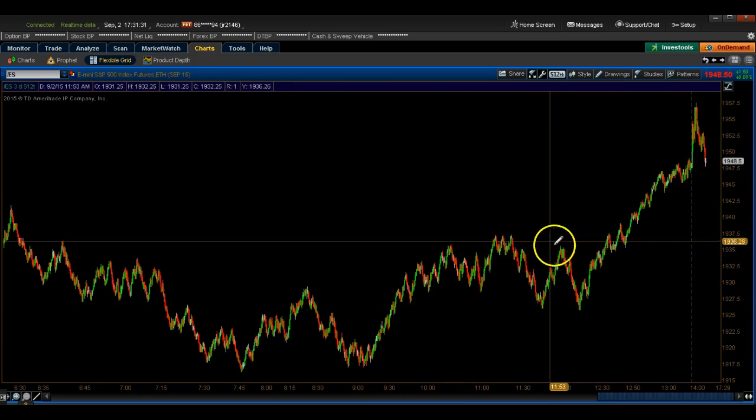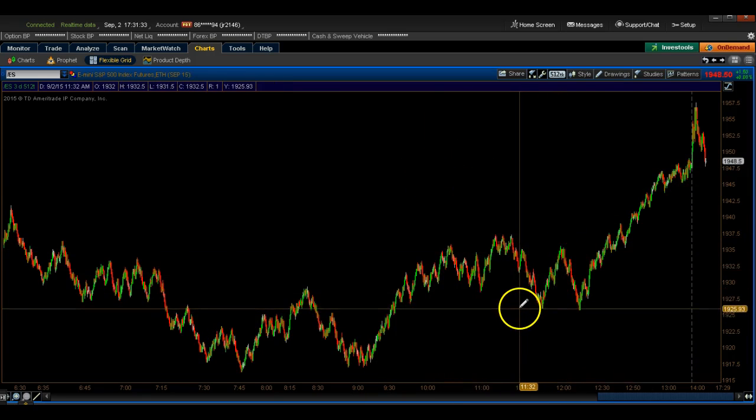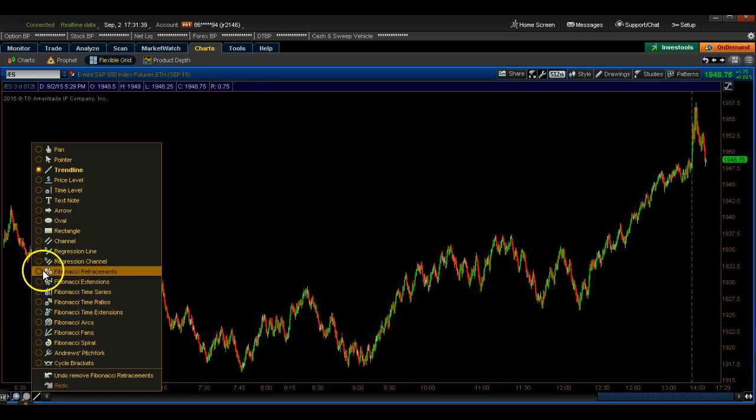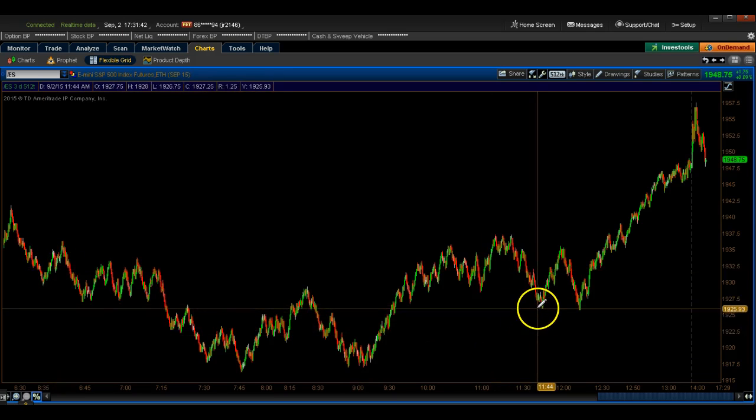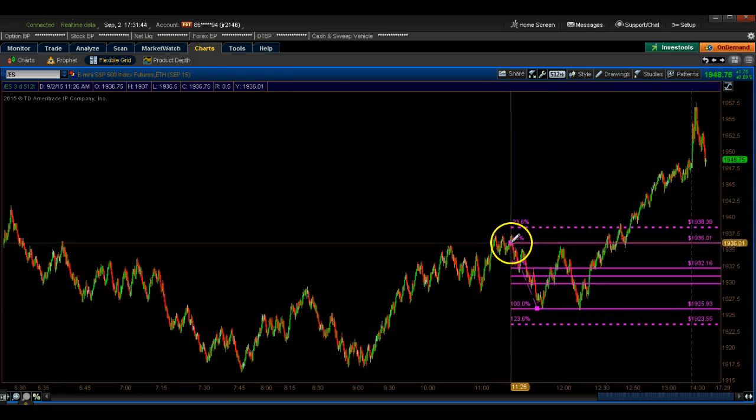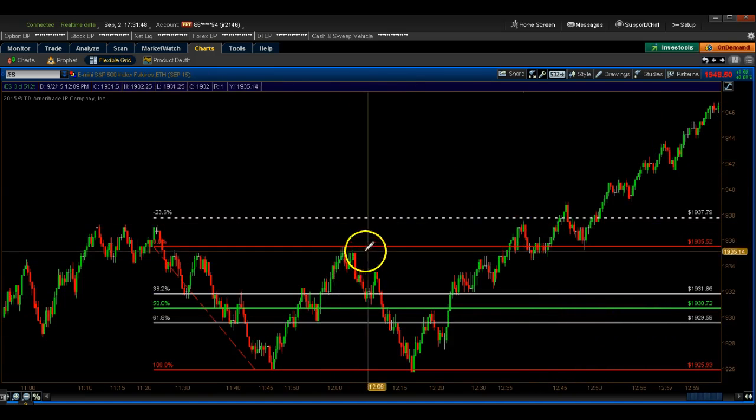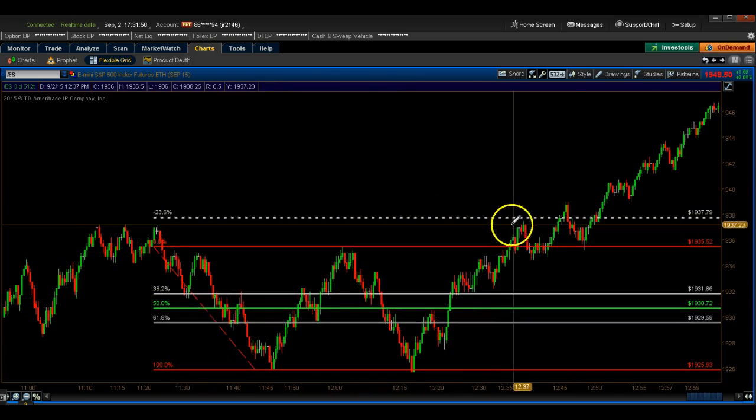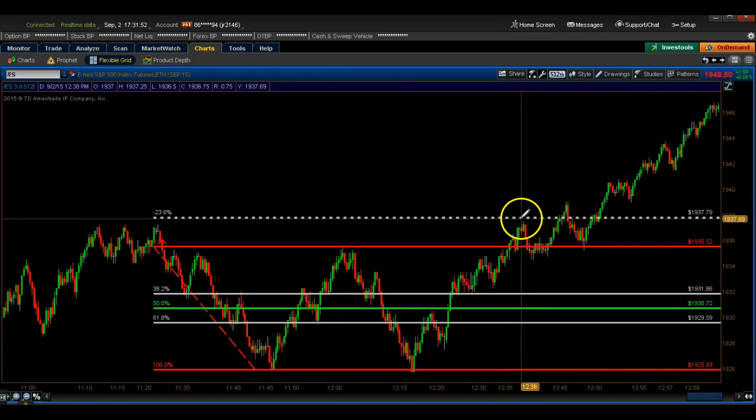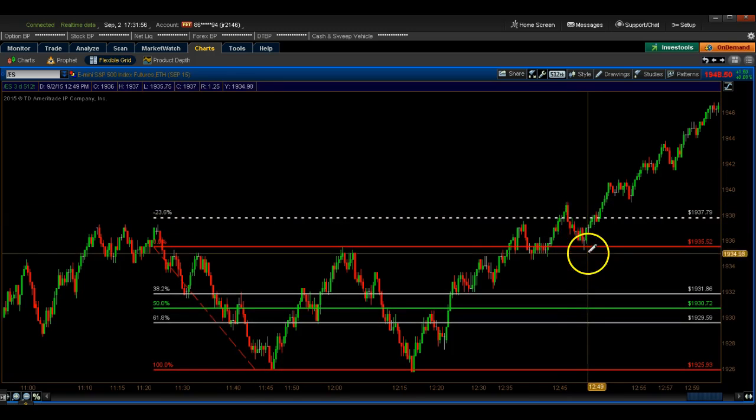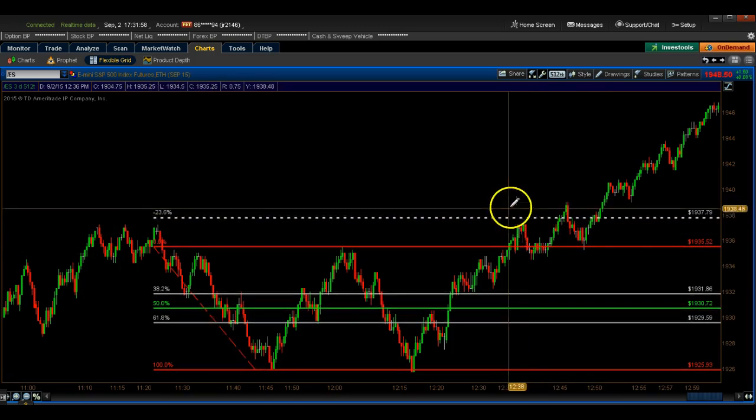Now let's look at this pattern. Okay, so we'll come back to our Fibonacci tool, go from this low to this high. Okay, and this is our very first target, right? The minus 23% came right to it, pulled back. This one extended a little bit beyond and then pulled back. So you could have made money there.